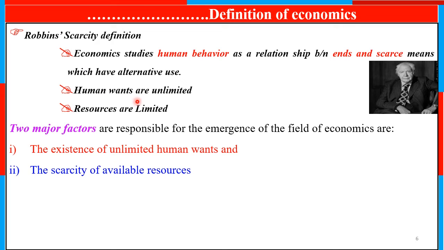Robbins again explains that human wants are unlimited, but resources are limited. So these are some definitions of economics given by different economists in different ways, at different times or periods. The two major factors responsible for the emergence of the field of economics are the existence of unlimited human wants and the scarcity of resources. These are the two core points for the birth of the concept of economics. Human wants are unlimited, resources are limited in supply.